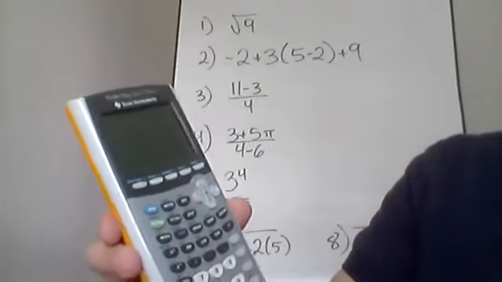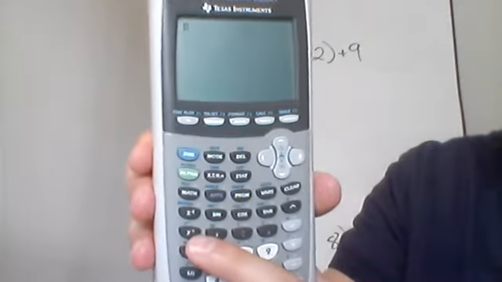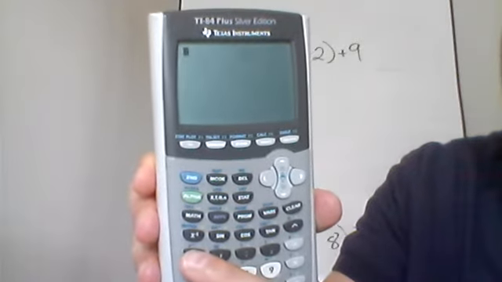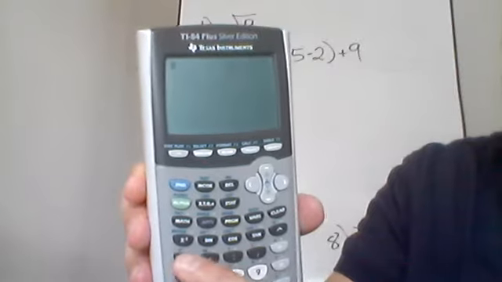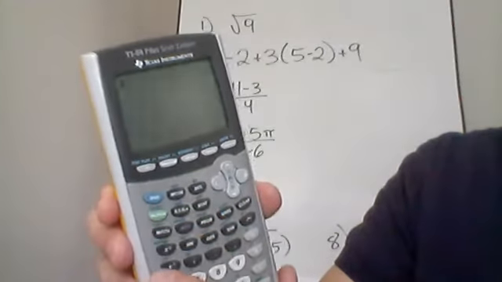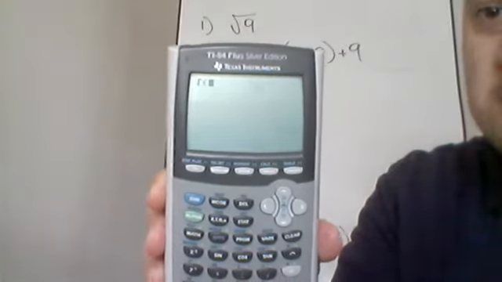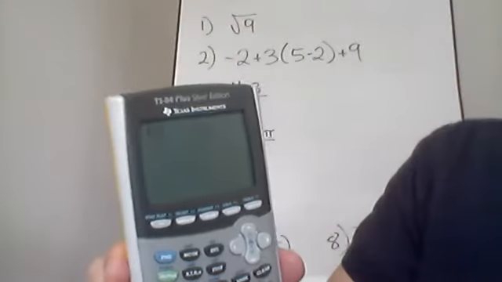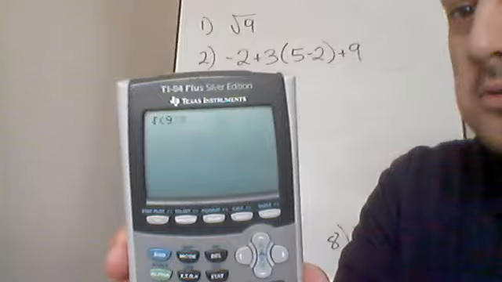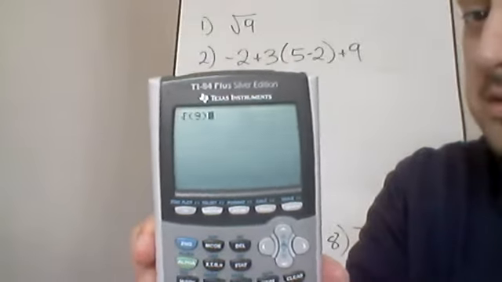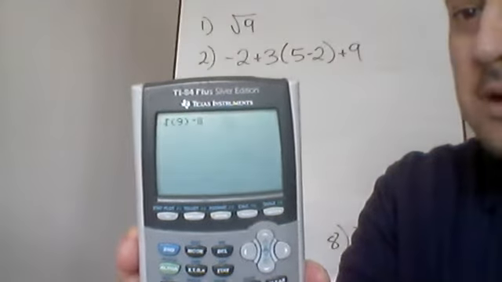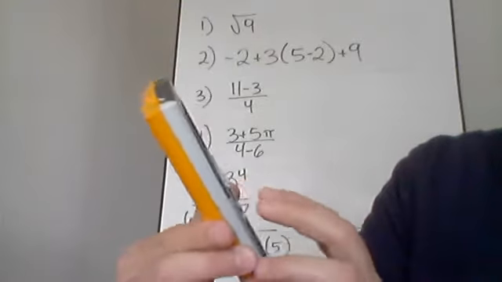All right, so the square root of 9. If you notice on my x squared key here, above that is the square root symbol. So to do a square root, I need to use the second button and then the x squared button, and that gives me the square root symbol. And then I just type in the number 9, and you can close the parentheses there. You don't have to close the parentheses. It'll calculate it anyway. And when I hit enter, which I hit the wrong button, so let me fix that real quick.